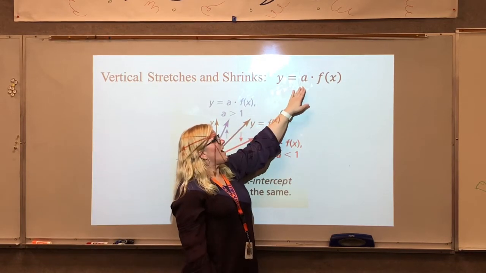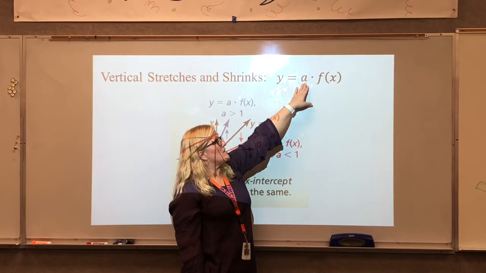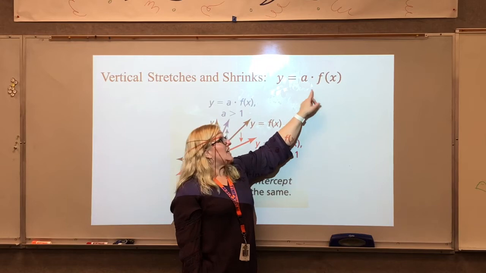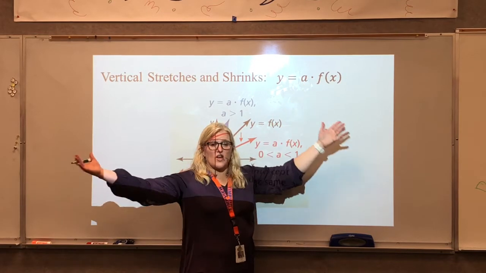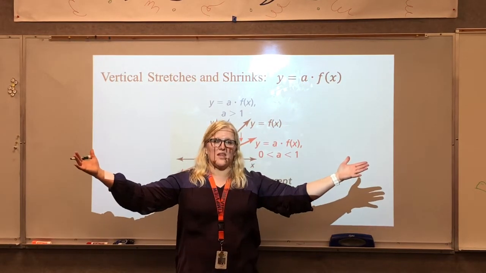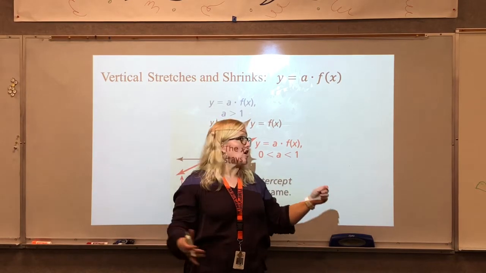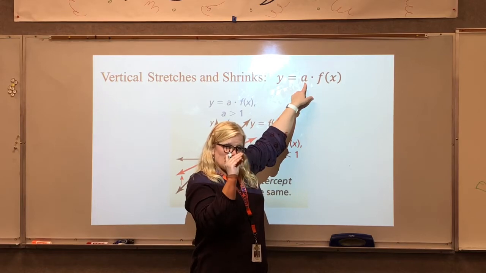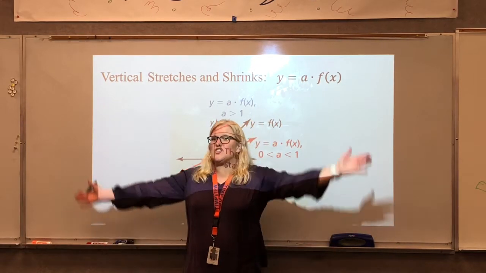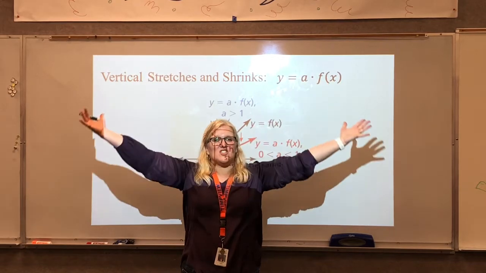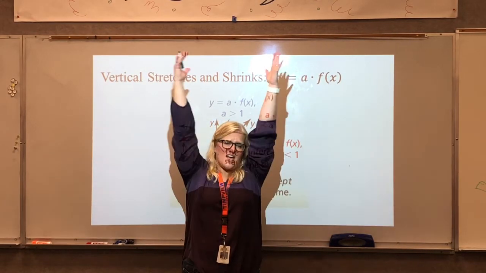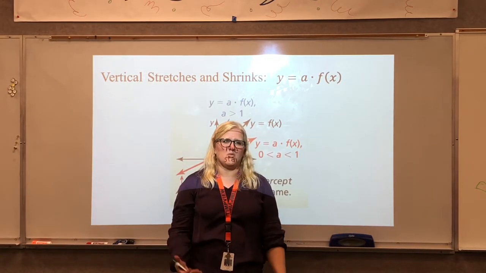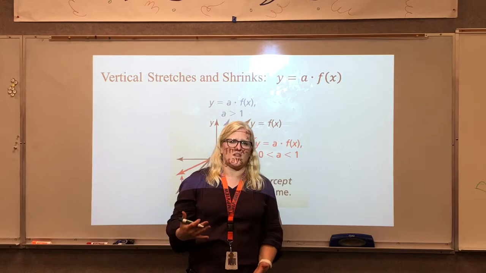Okay, what we have is the number multiplied by the entire function. If a is bigger than 1, it's a stretch, right? Because if I multiply something by a number bigger than 1, it's just going to get bigger. If a is between 0 and 1, then it's a shrink. It's going to get smaller. So for this, we stretch like this, and we shrink down like this. So stretch, shrink. I hope you remember that, because I looked like a fool doing that.